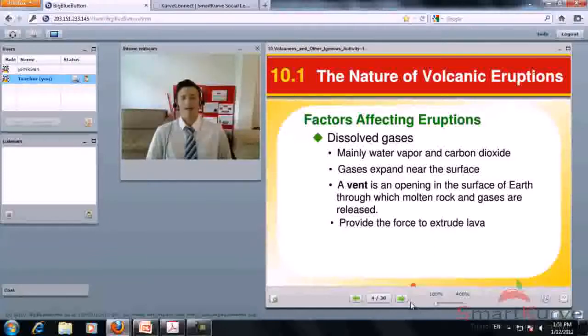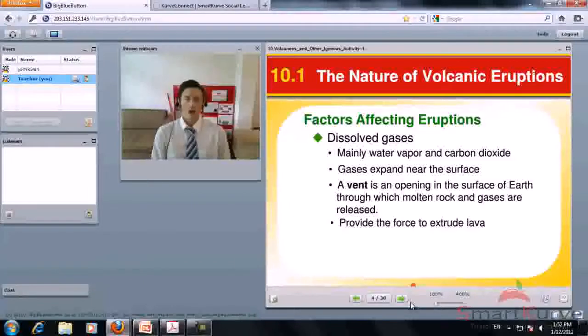The next point, a vent is an opening in the surface. We use the same word for vents in a window or your house or in your car. Any opening where air can come through, that would be a vent. And we use that same word in geology. A vent is an opening in the surface of the earth that gas and liquid rock can rise up through.